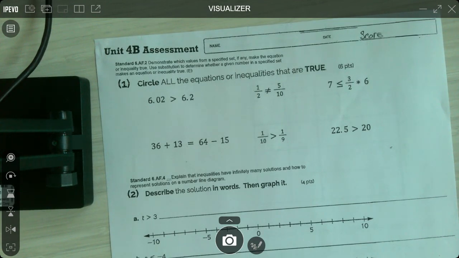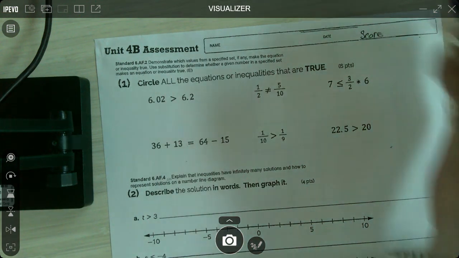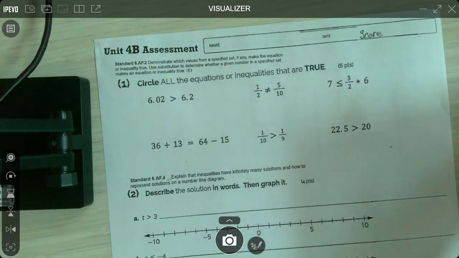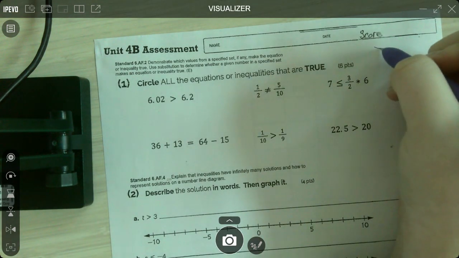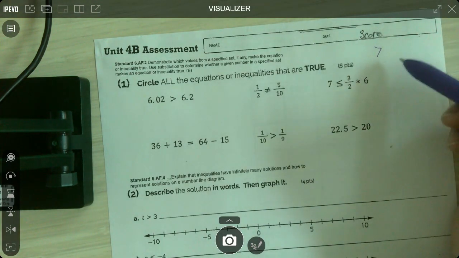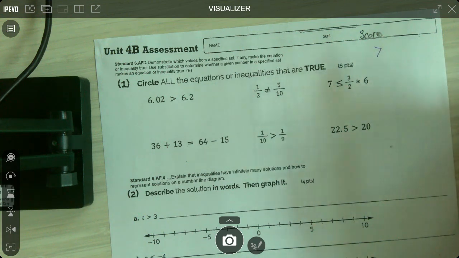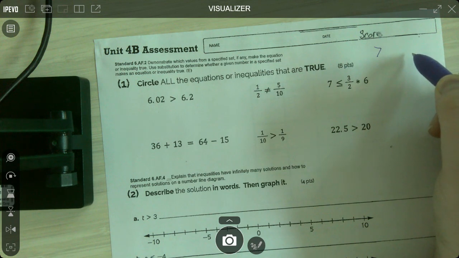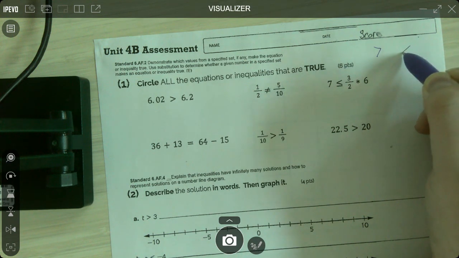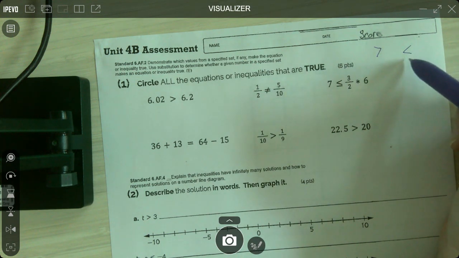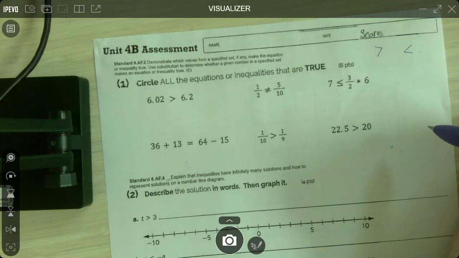So just a quick reminder about your symbols. Okay, so the alligator eats the bigger number. So if you see it like this, that is greater than. So that means the number on this side is bigger. If you see the sign that looks like this, it is less than. So that means that the number on this side of the equation is bigger.